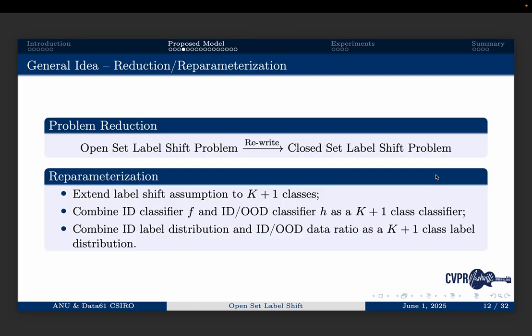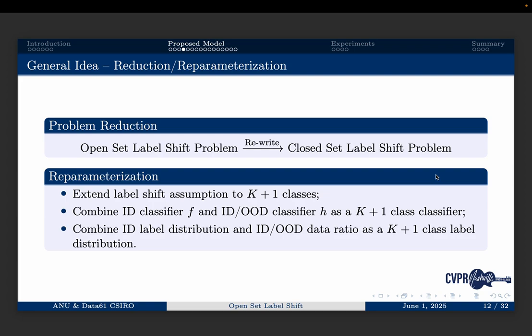The general idea of our model is problem reduction. If we can rewrite the open set label shift problem in a mathematical form similar to the closed set label shift problem, then we can utilize the advances in the closed set label shift problem to tackle the open set label shift.